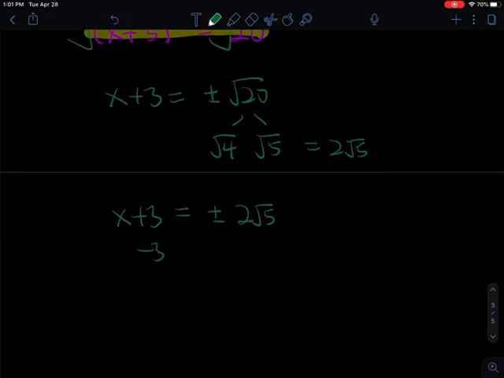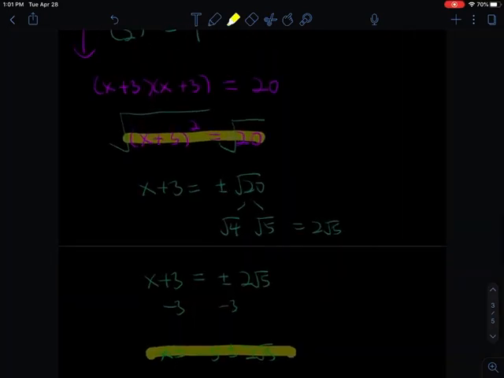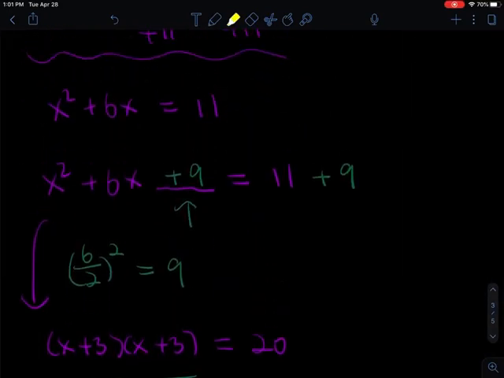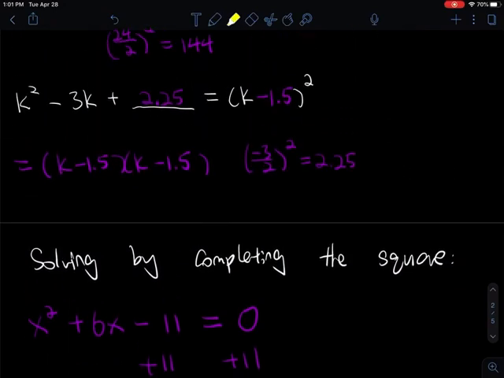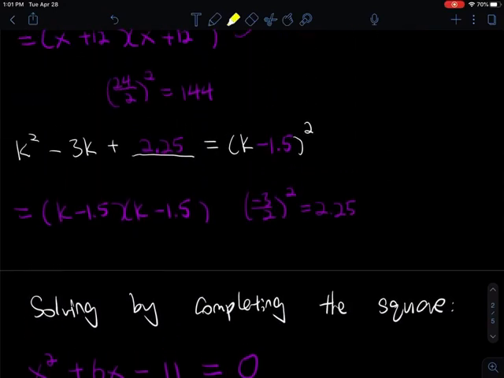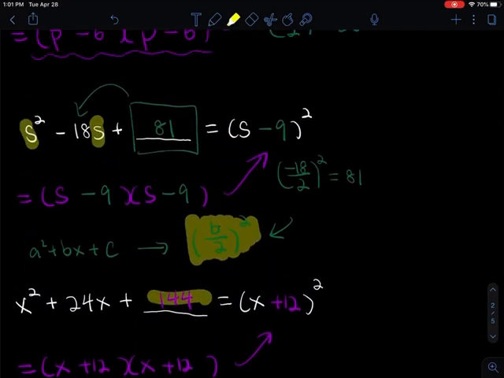And now I'm ready to solve for x by subtracting 3. So I get x is equal to negative 3 plus or minus 2 root 5. Okay, so that's our new method of solving by completing the square. Again, I'm going to talk a lot more about this next time, but the goal for today is just knowing how we can complete the square, how we can come up with this number, 2.25, or the 144, or the 81. And again, the idea is you want to add b over 2 squared.